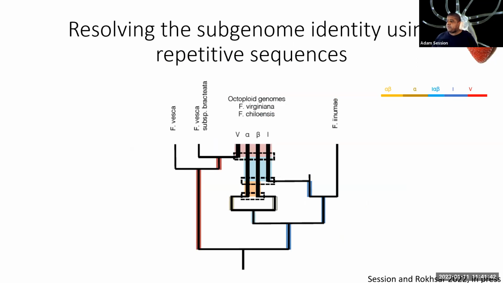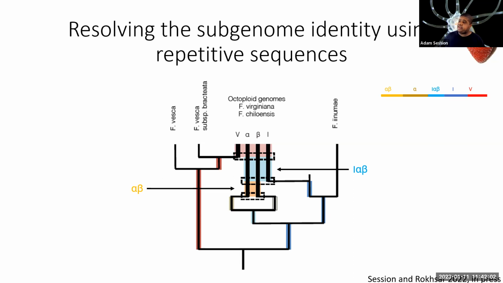Similarly, I talked a little bit about what the shared signals mean. I won't get into too much detail, but essentially here, the alpha beta shared signal is evidence of a tetraploid ancestor between the alpha and beta subgenomes. The I alpha beta signal is the evidence of a hexaploid ancestor between the Inume alpha and beta subgenomes.